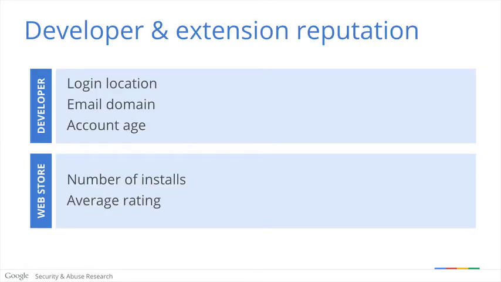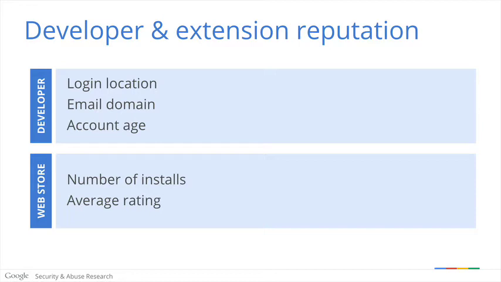So some of the data that we use to annotate the evaluation, and the benefit of being in a web store market type environment, is we get this additional metadata that's not normally available, right? Normally you just have the extension and the manifest and the permissions it uses. But here we have some information about the developers. So we know where they were logged in when they uploaded the extension. We also know the email accounts that are being used and how old those accounts are. From the web store, we have the number of installations, as well as the rating.